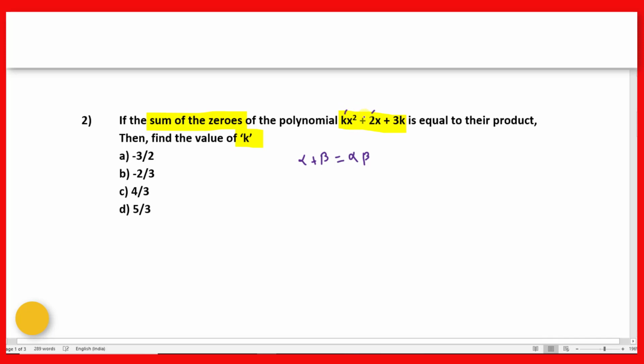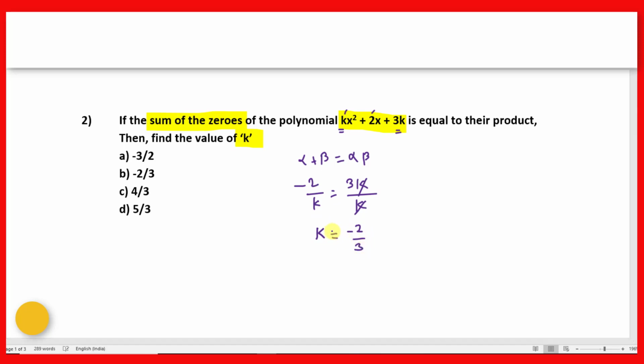Sum of the roots is what? Minus b upon a, so it will be minus 2 upon k, which is equal to the product of the roots, that is c upon a, so it will be 3k upon k. Here k and k will get cancelled. If you take k to this side and 3 to the other side, k will be equal to minus 2 upon 3. So the value of k you are getting is minus 2 upon 3. So the second option is correct, that is B, minus 2 upon 3.